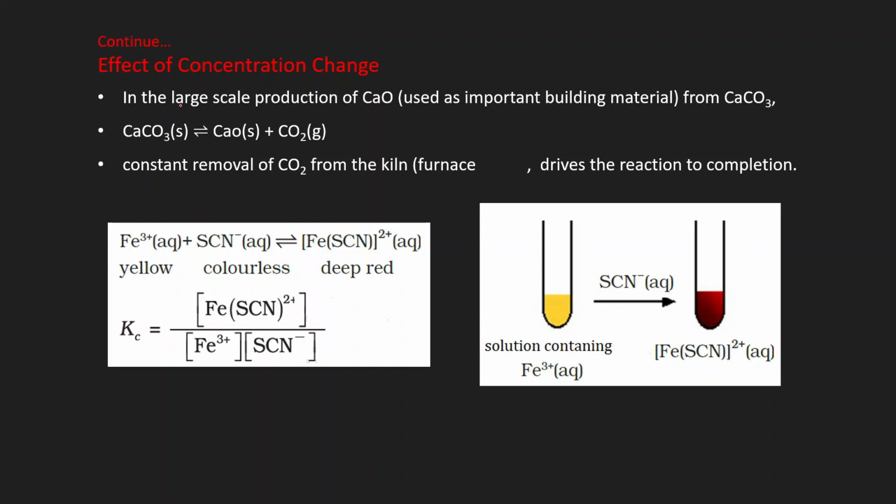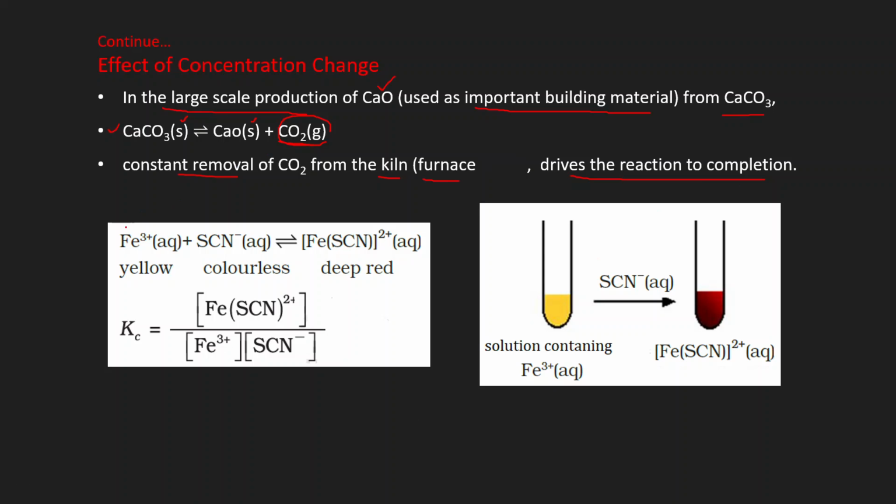Let us see one more example. In the large scale production of CaO, calcium oxide, which is also known as lime and is used as an important building material, from limestone, calcium carbonate, the reaction can be represented like this. Calcium carbonate, which is solid, will convert into CaO solid and CO2 gas. If we want to obtain a larger amount of lime, we have to remove carbon dioxide constantly. Constant removal of carbon dioxide from the kiln, that is from the furnace, drives the reaction to completion.